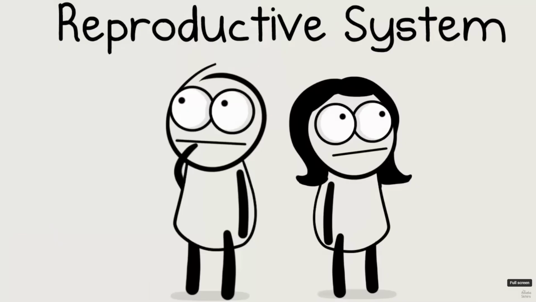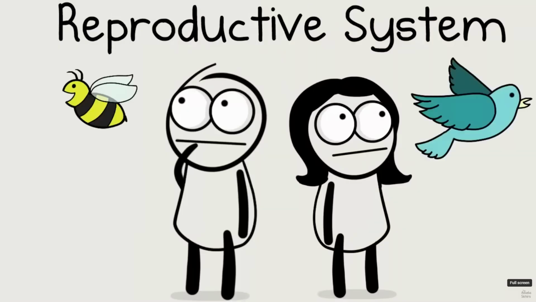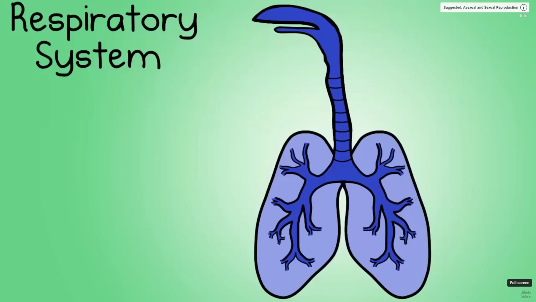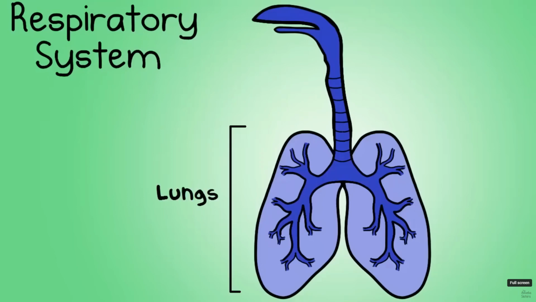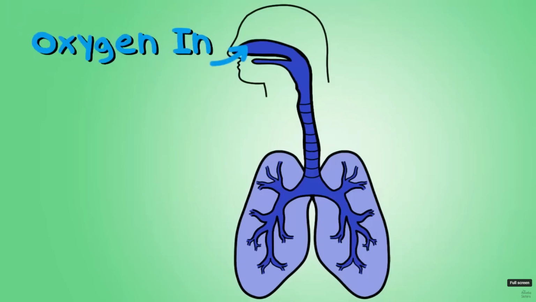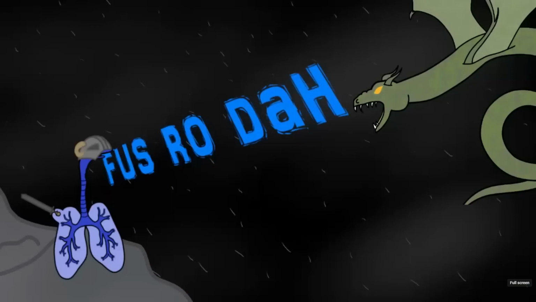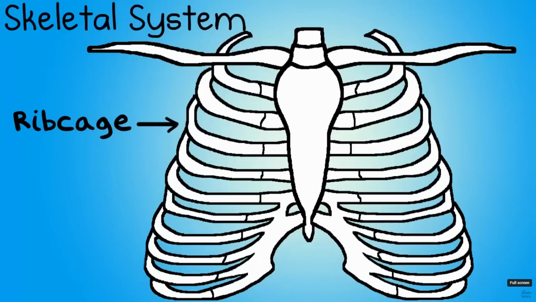Number 9, the reproductive system. Like it sounds, this system includes reproductive organs. The major function here is that it allows for animals to reproduce. So think babies. Number 10, the respiratory system. This involves the lungs, and this system involves the intake of oxygen into the body and exhaling carbon dioxide from the body. Remember that your cells need this oxygen, and they need to get rid of carbon dioxide in order to function correctly.